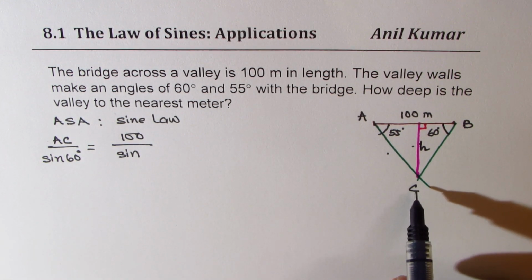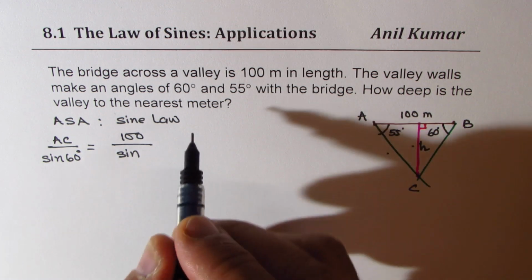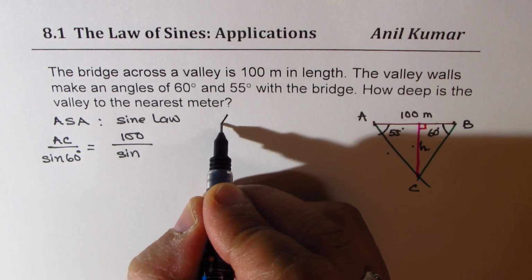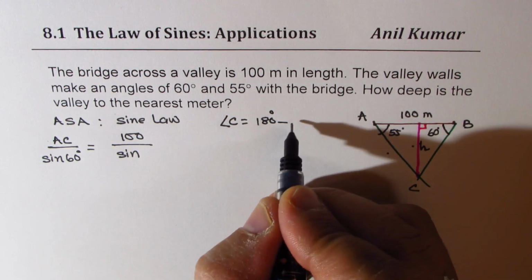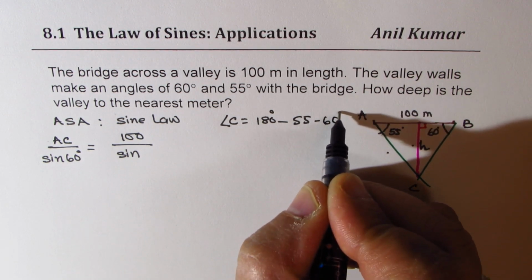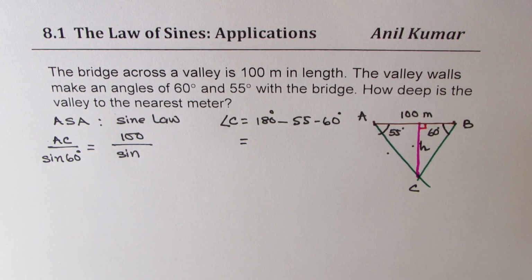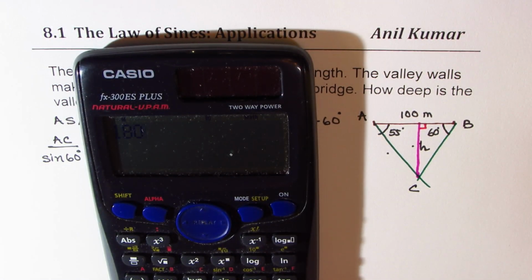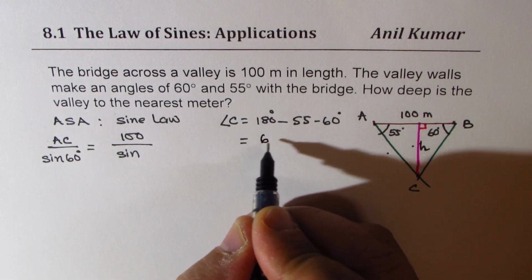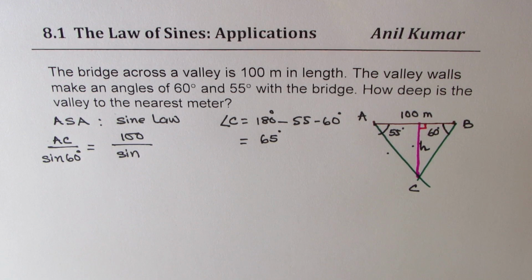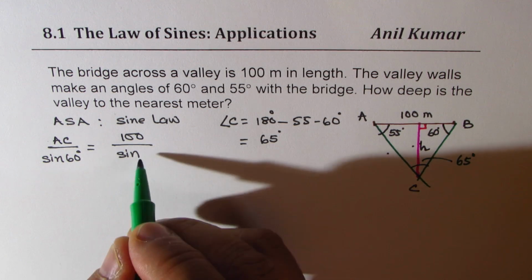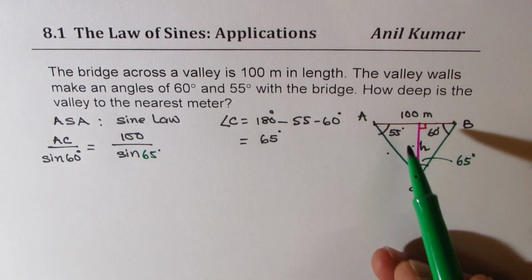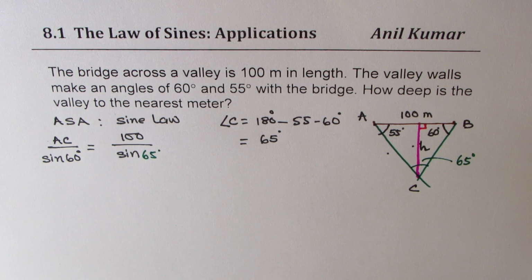Now from here, you can find what angle C is since you are given two angles, correct? So let's also find what is angle C. Angle C is equal to 180 degrees, take away 55 and 60. So that is 180 minus 55 minus 60 equals 65. So we just found that this angle here is 65 degrees. So we're going to use 65 degrees here. This combination is critical to use sine law.